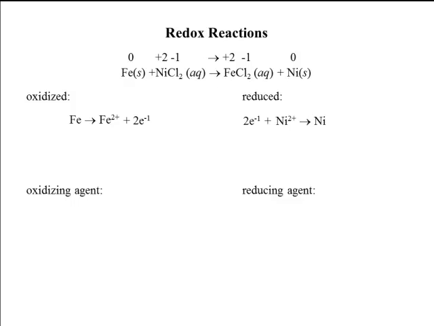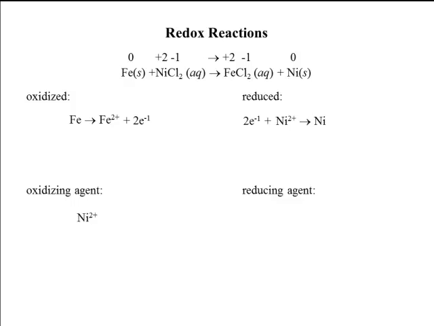One other thing to note is we also want to be able to predict the oxidizing agent and reducing agent. The oxidizing agent is going to be a reactant that causes another reactant to be oxidized. Well, in order for it to cause something to be oxidized, it itself has to be reduced. It has to pull electrons away from something to oxidize it. So the oxidizing agent is the nickel 2 plus. The nickel 2 plus is pulling electrons. Where's it getting those electrons from? It's getting them from that iron. So it's causing that iron to be oxidized.